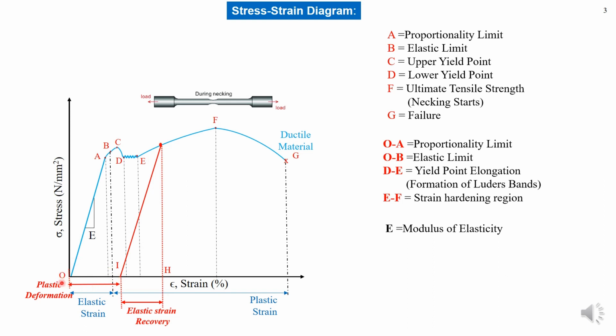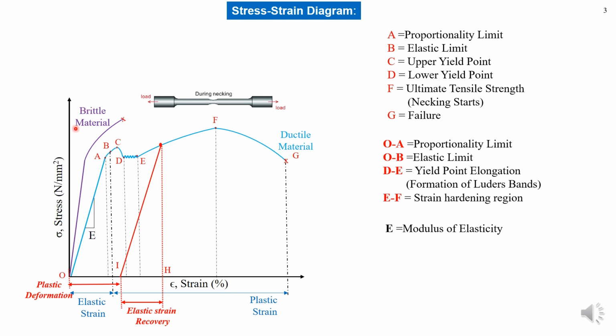So the total strain OH has two parts. One is strain which is elastically recovered during unloading, and the other is the permanent set. So I to H is the elastically recoverable strain, and OI is the plastic strain or plastic deformation. So this was the example of a ductile material, and this is the typical curve for mild steel. We have chosen mild steel because it shows all the prominent points.